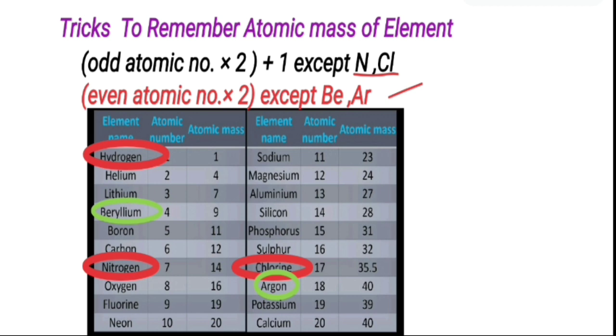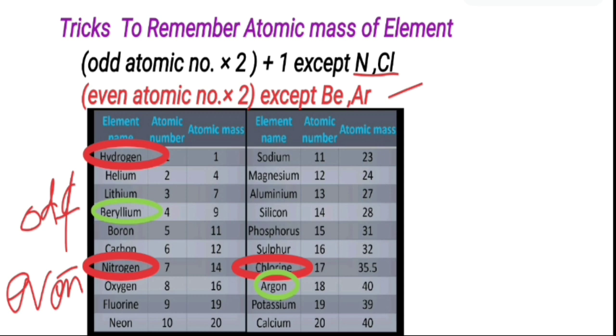Helium atomic number is even, so 2 into 2 is 4. Lithium is odd, so 3 into 2 plus 1 is 7. Beryllium is an exception: though it is even, it follows the rule of odd, so 4 into 2 plus 1 is 9. Boron is 5, odd, so 5 into 2 plus 1 is 11. Carbon is 6 into 2 equals 12. Nitrogen is again an exception: though it is odd, it follows the rule of even, 7 into 2 equals 14.